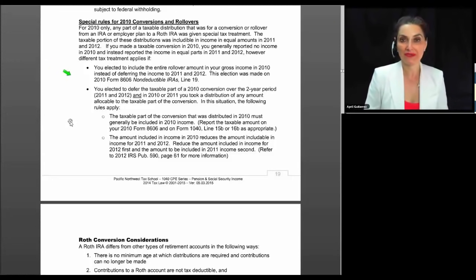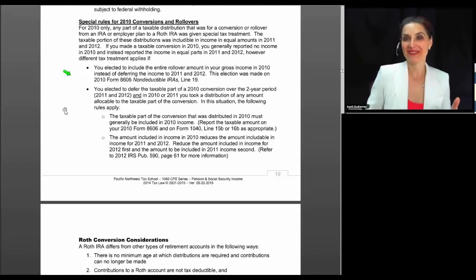So they were stuck with the decision, and I had one client that it cost him a ton of money, and there was nothing he could do to undo it because any decision to recharacterize had to be made by the due date, including extensions of the original return. And for 2010 conversions, that deadline was October 15, 2011, and I wasn't sitting down with him to do his 2011 return until April of the following year, and it was just too late. There was nothing he could do to undo it.